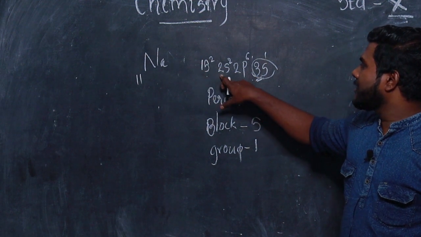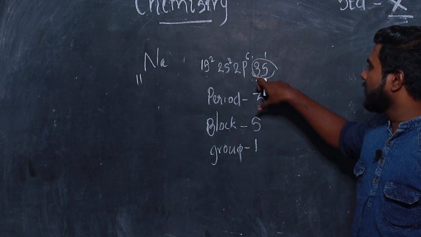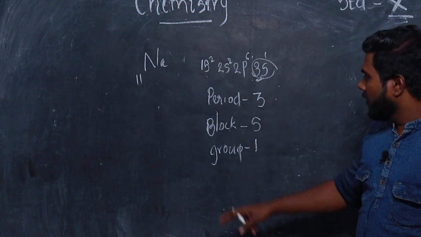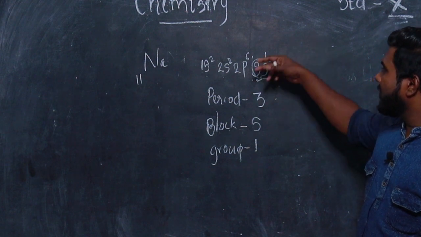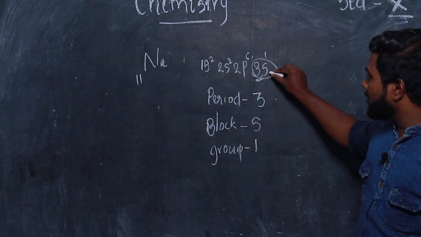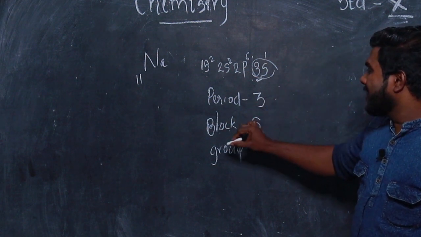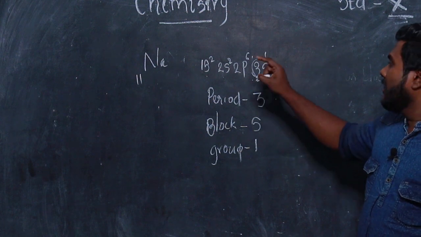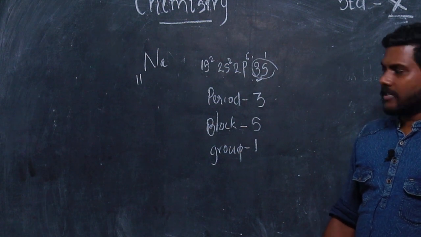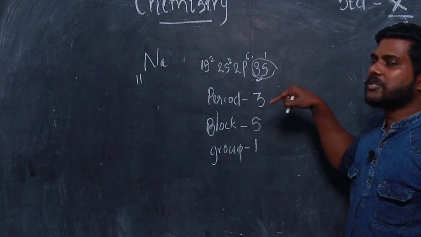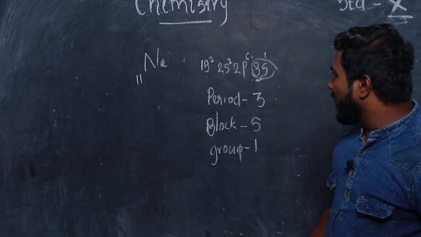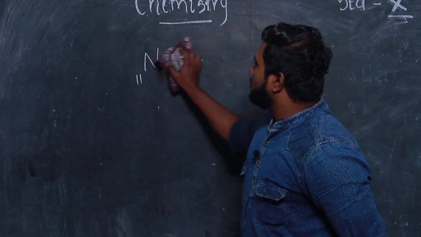Here first shell, second, here also second, here third is the largest, so the period here is 3. Then block: we take the outermost subshell, which is S, that is the block. Then group: we take the outermost subshell and count how many electrons are present. Here 1 electron is present, so we take the group as 1. Here I want to share one more example, magnesium.